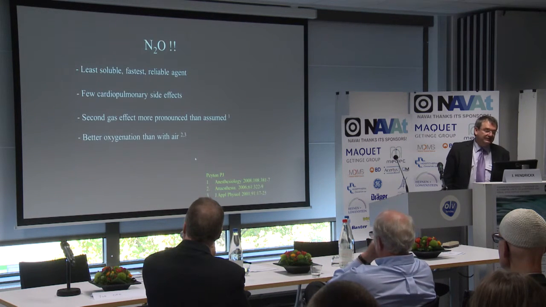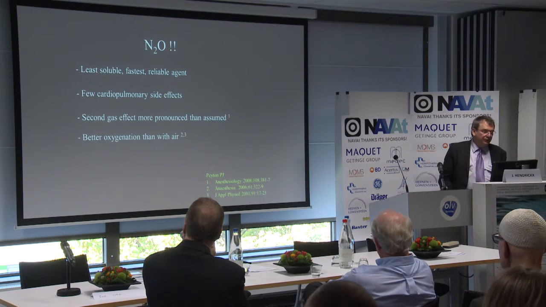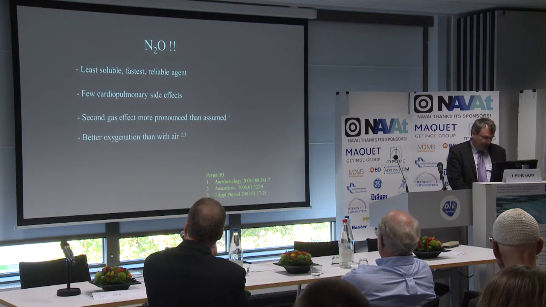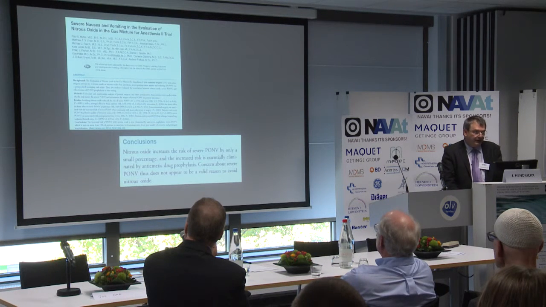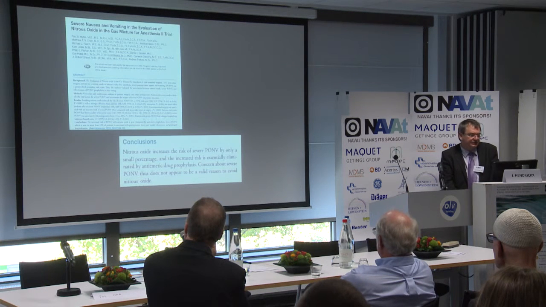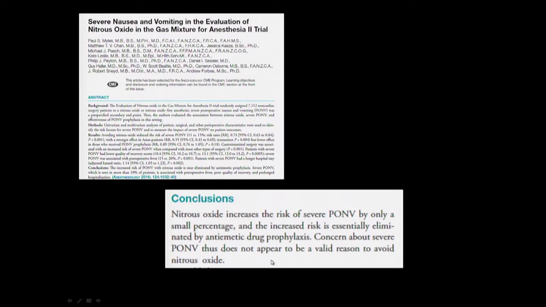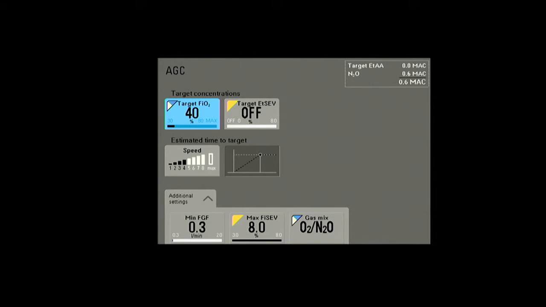We select it because it's the least soluble, fastest, reliable agent we have, with few cardiopulmonary side effects, with a second gas effect that's more pronounced than previously assumed, as Philip told us, and all the other things Philip has been telling us about, like better oxygenation with nitrous oxide oxygen mixtures than with nitrogen oxygen mixtures. In addition, and I think this is from May this year, very recent in Anesthesiology, it's becoming clear that concern about severe PONV does not appear to be a valid reason to avoid nitrous oxide. The increased risk is essentially eliminated by antiemetic drug prophylaxis. More details to be found on the right side there, Philip.